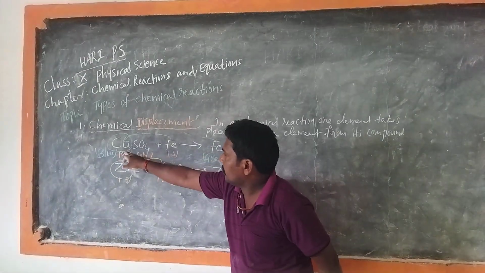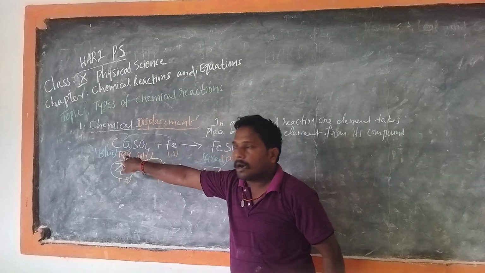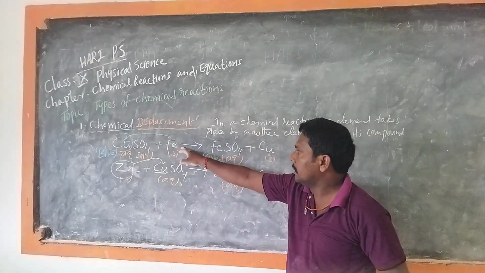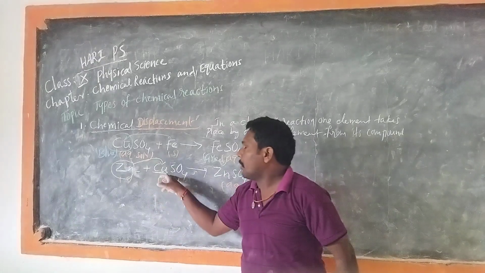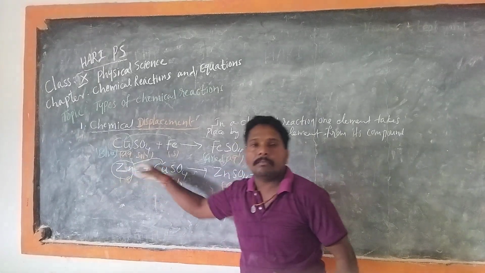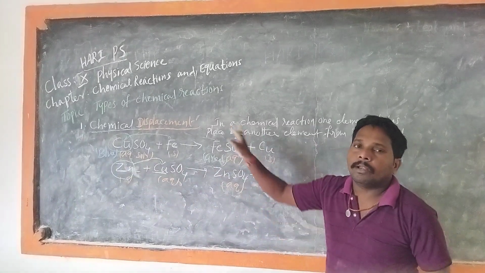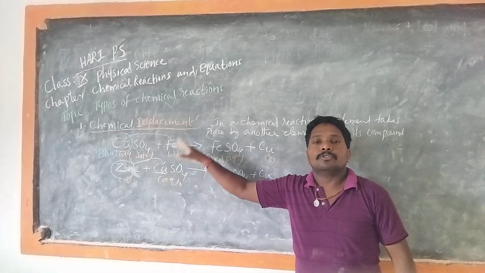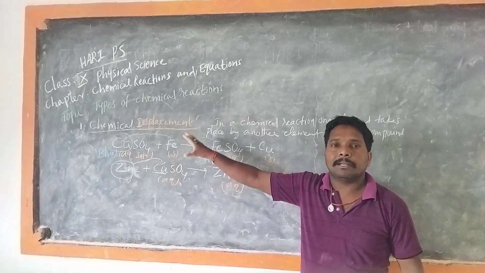So copper sulfate is a compound. In the copper sulfate compound, copper is displaced by the iron in this reaction. Copper sulfate also has its metal displaced by zinc in this reaction. So one element is displaced or replaced by another element. Such reactions are called displacement reactions.